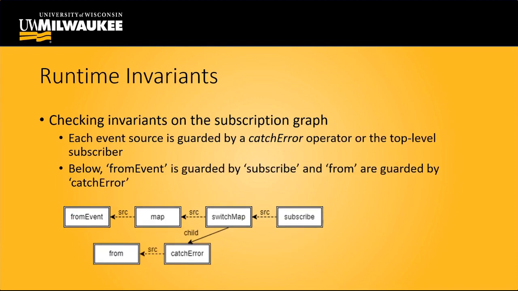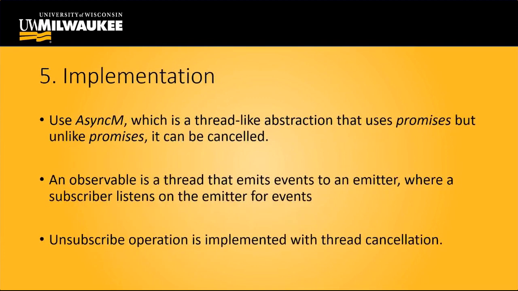In the corrected version, the from event observable is guarded by the top-level subscriber, while the from observable is guarded by the catch error observable. As a testbed for the semantics, we have implemented a subset of RxJS.